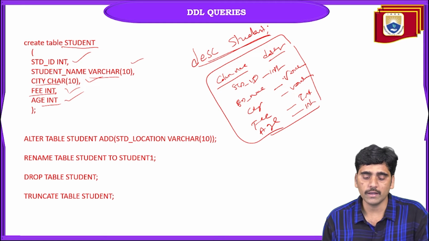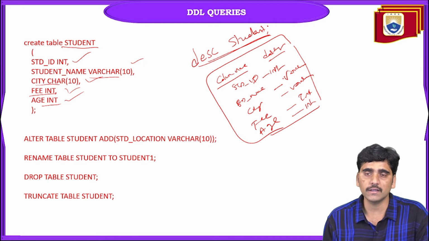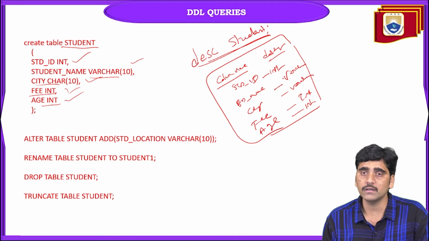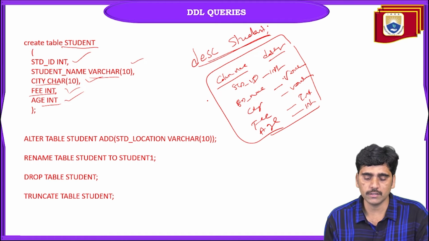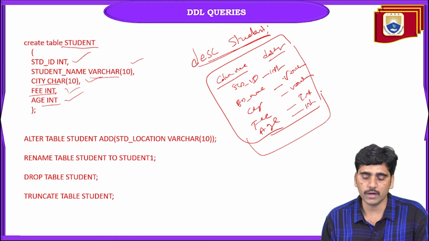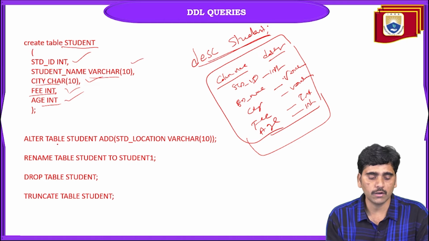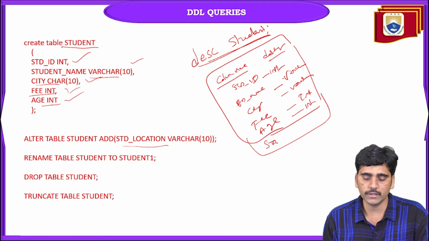But you are not having any values on. You are not inserting any values also. With the help of DDL queries, we are not going to insert any values, and I just want to alter the table structure. That means I am going to add one more column. So that column is what? Alter table student, add student location, which is added with the help of varchar data type.